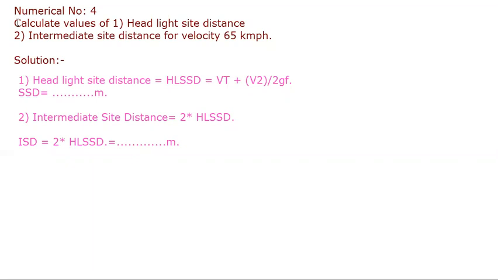So I hope that you have understood this headlight sight distance, intermediate sight distance, numerical number 4. After that, we will see numerical number 5. This numerical number 5 is based on OSD. OSD is nothing but your overtaking sight distance.